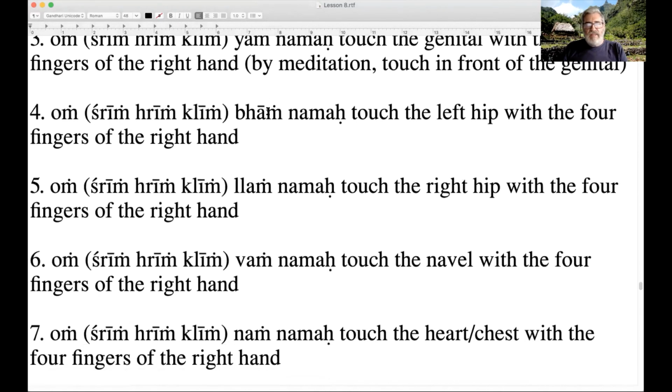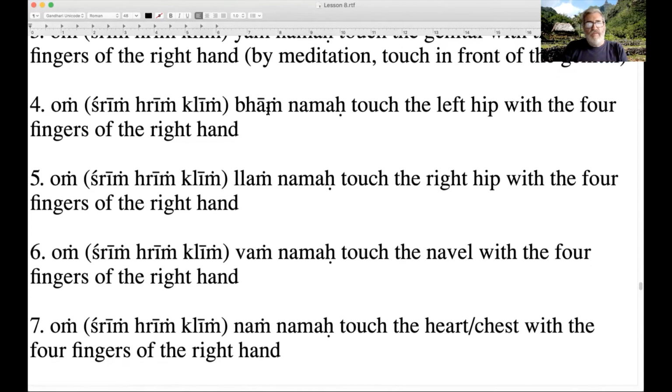Om Bham Namaha, touch the left hip, right? In this case, when we're doing the Samhara, we touch the left. If there are 2 places on the body, one right and one left, we touch the left one first, whereas in the Shristi sequence, we touch the right one first. So left hip, right? Om Bham Namaha, touch the left hip with the 4 fingers of the right hand.